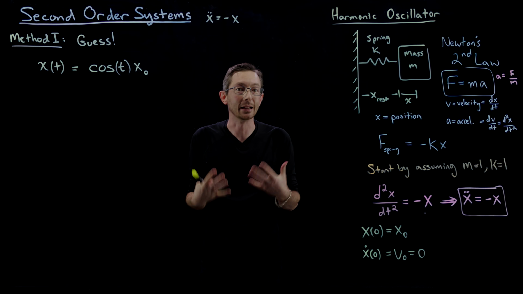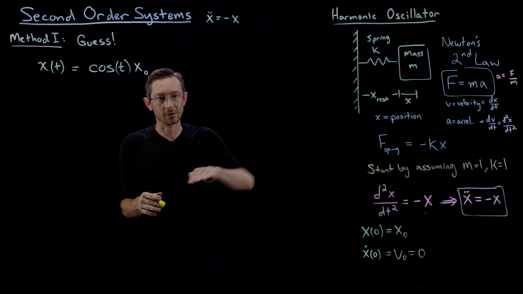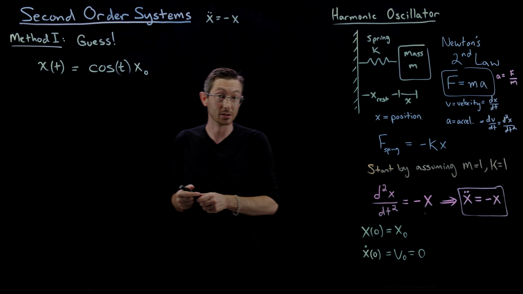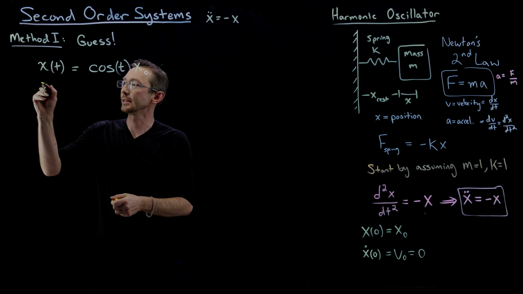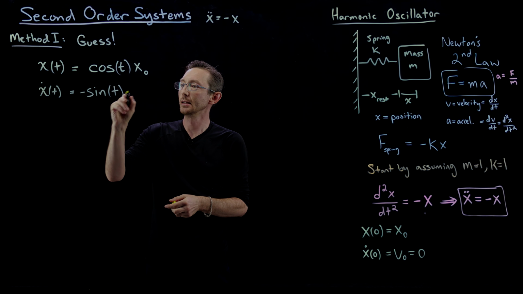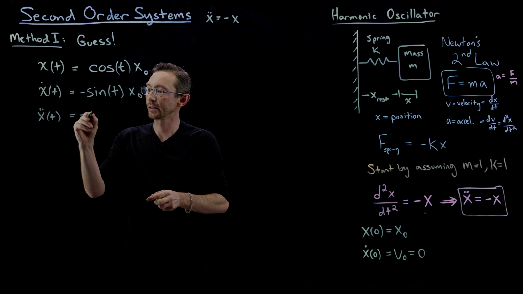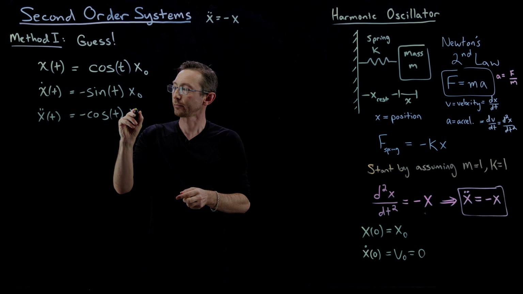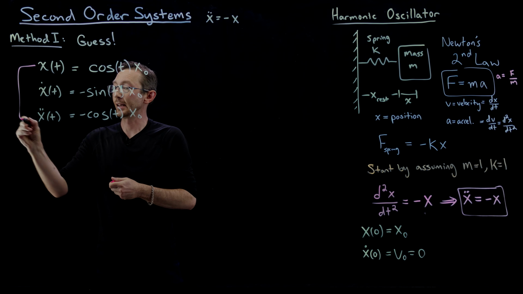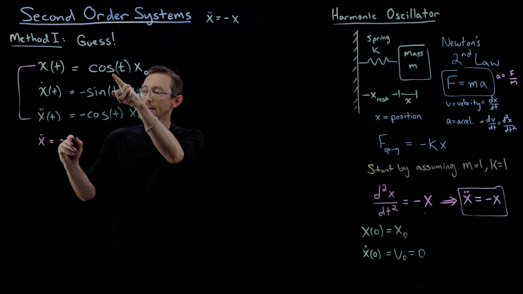Okay? And this is what we do a lot in physics and in applied math, is you look at your system and you say to yourself, well, okay, this is growing exponentially, or it's decaying, or it's oscillating, and you get some intuition about what you think that solution is going to look like. So of course, x dot of t is going to equal minus sine of t times x naught, and then x double dot of t is again going to be minus cosine of t times x naught. And you can verify, really simply, almost in your head, that yes, in fact, x double dot is minus x of t.